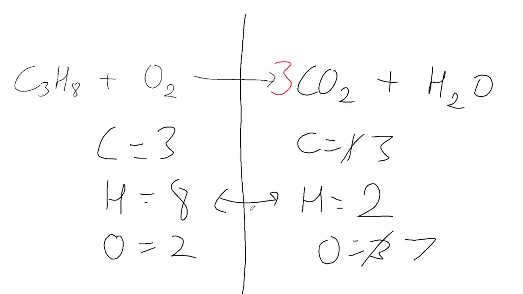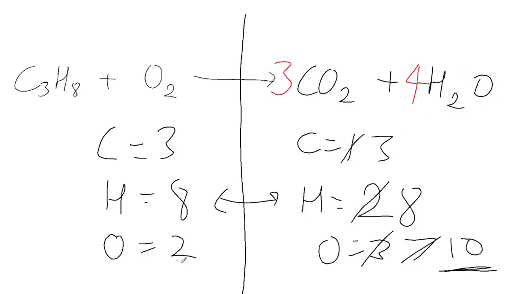Let's look at the hydrogens. We want there to be 8. So how are we going to get this up to 8? Well, let's put a 4 in front of here. Perfect. That gets us up to 8. And you see what that does to oxygen. We've got 6 from here, and we've got 4. So that actually gets us up to 10.